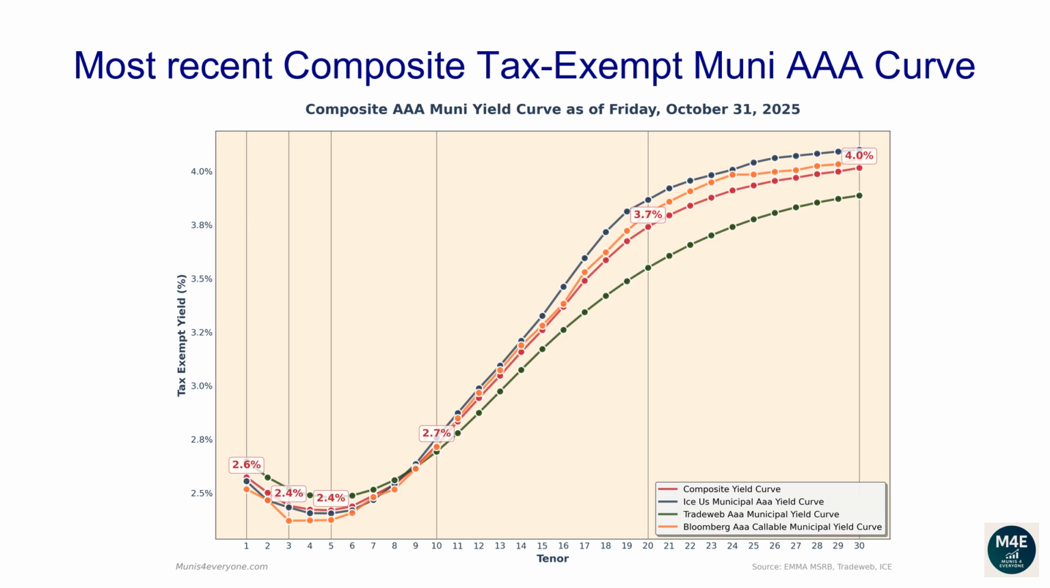The one-year composite tax-exempt yield is 2.57%. The two-year yield is 2.5%. The three-year yield is 2.44%. The 5-year yield is 2.42%. The 10-year yield is 2.72%. The 20-year yield is 3.74%. The 30-year yield is 4.02%.